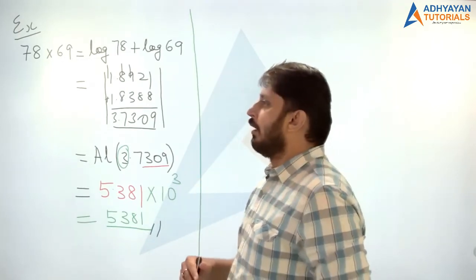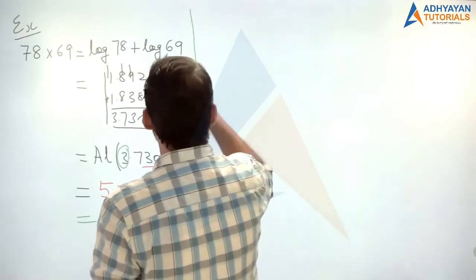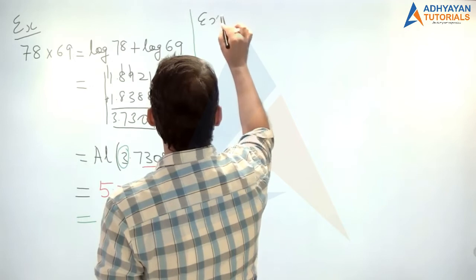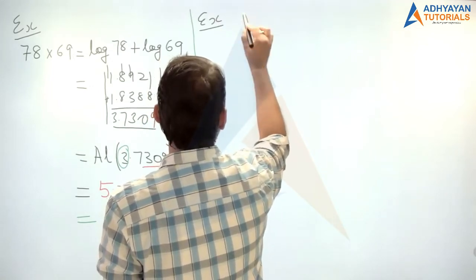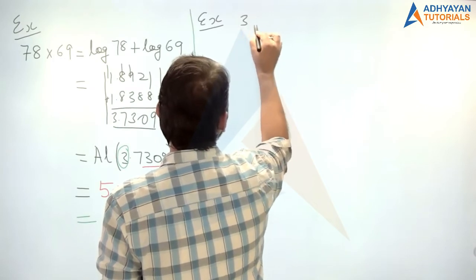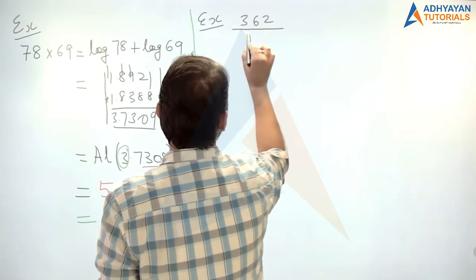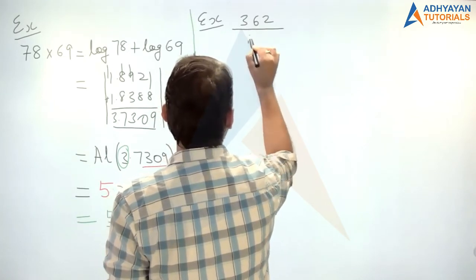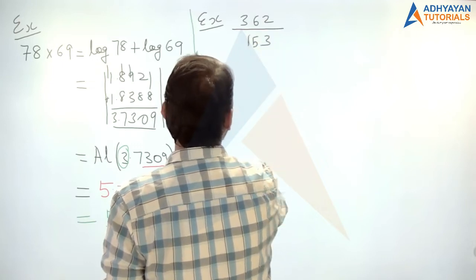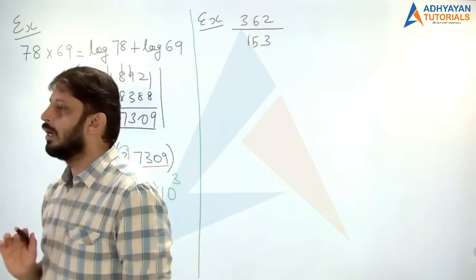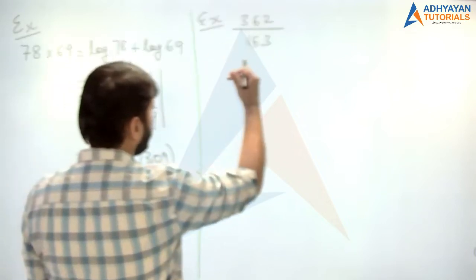All right. Let us take one more example. This time, let us make it a little difficult. Let us take the number 362 divided by 153. All right. So now I have taken division.